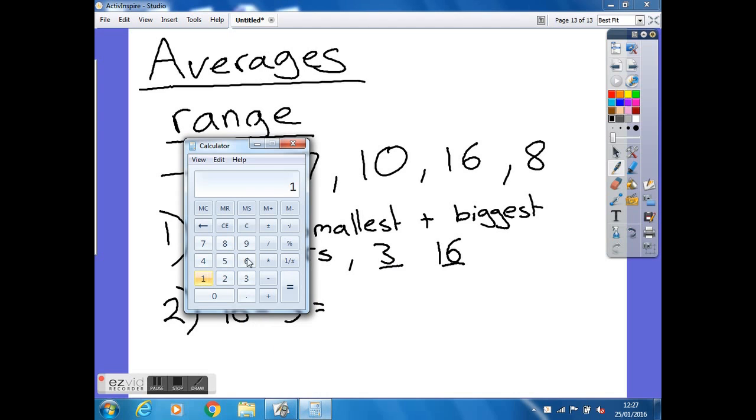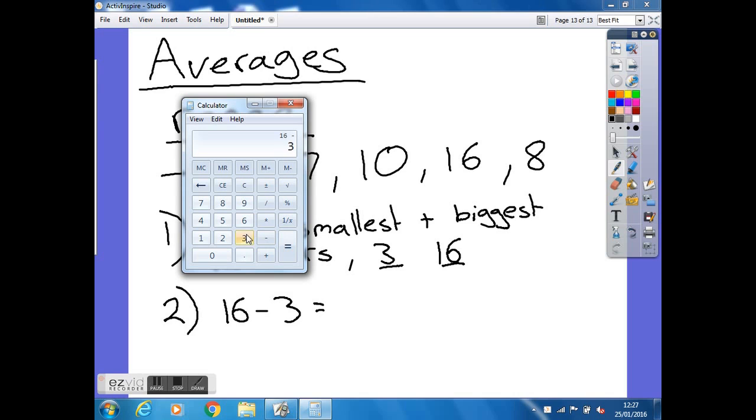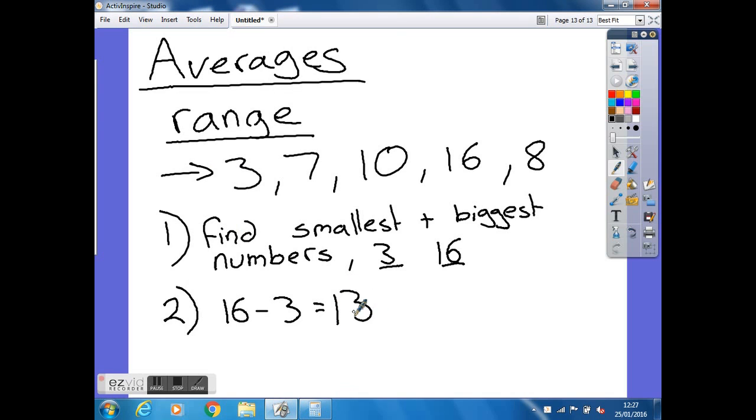Now again, don't feel like you have to use a calculator, but if you need to, then you can feel free to, because we're allowed to use them all the way through functional skills. And that gives us a range of 13. And that's pretty much all there is to it.